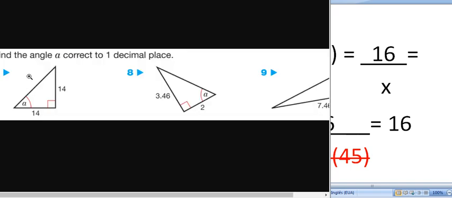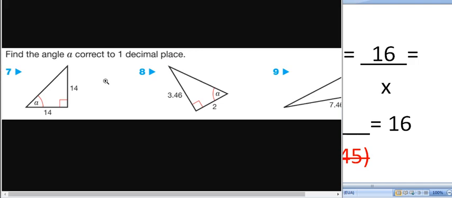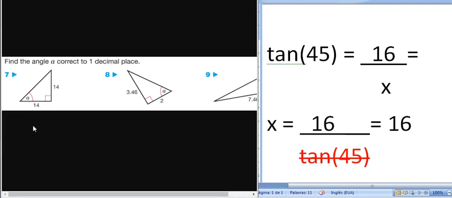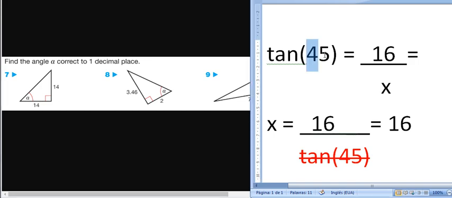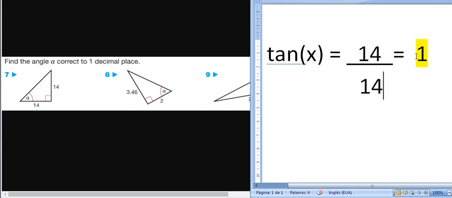Find the angle A, correct to 1 decimal place. Now we have the sides, but we don't have the angle, right? So let me use the same expression. The tangent of x is going to be 14, the opposite side, divided by 14, the adjacent side. And look, it's going to be 1. So which angle has this tangent? It's going to be 45.